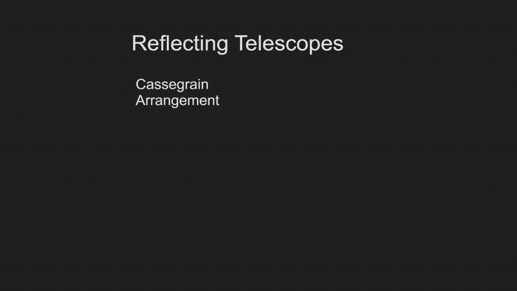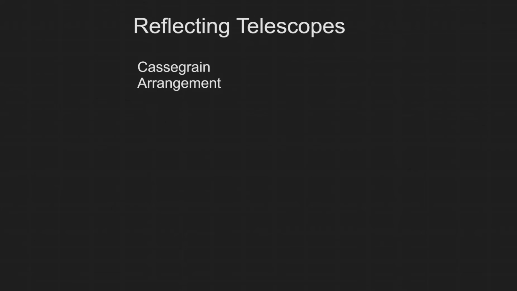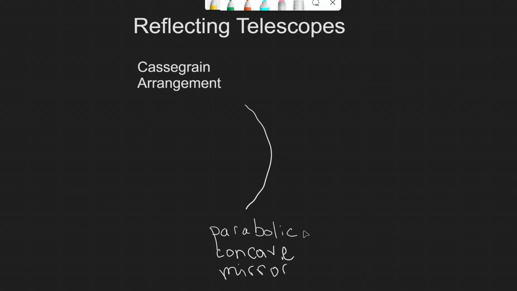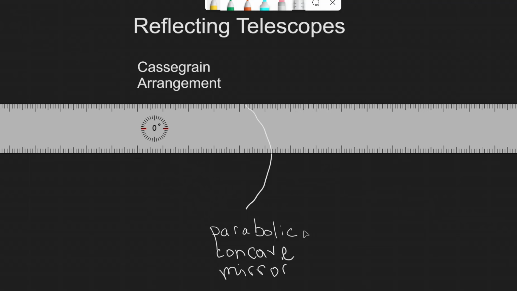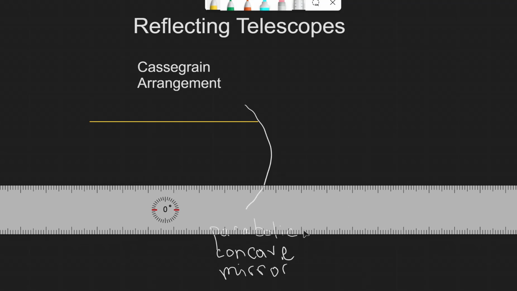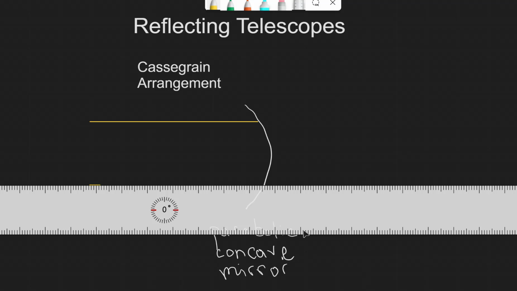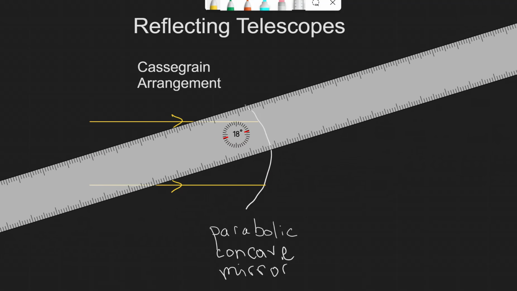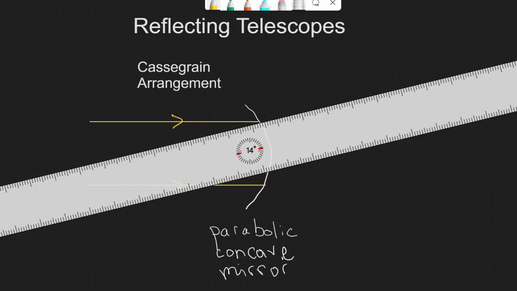Let's have a look at reflecting telescopes next. The first arrangement that we're going to be looking at is known as the Cassegrain arrangement. Now, this uses a parabolic mirror as one of the mirrors. So let's draw this. This mirror here is actually concave. Let's imagine that we have some light that is coming in from a distant object that is at infinity. The light is coming in this way. What's going to happen to it? Well, it is going to get reflected following the rules that the angle of incidence equals the angle of reflection. It is going to do something like this, ending towards this region.